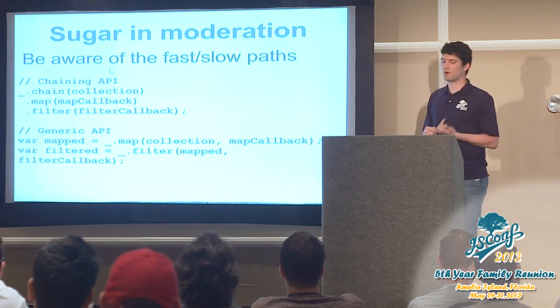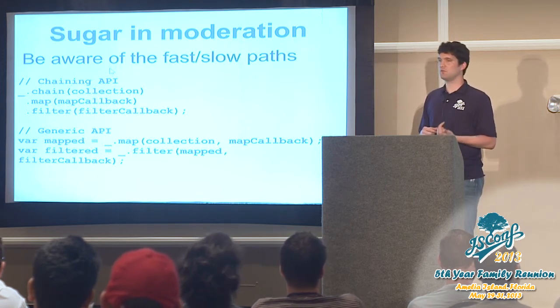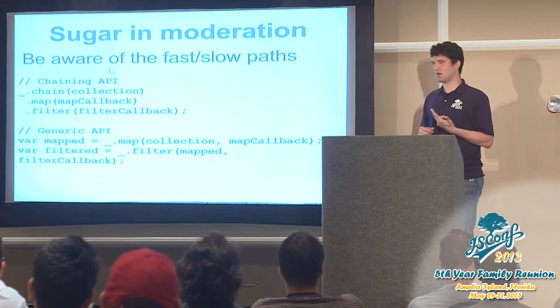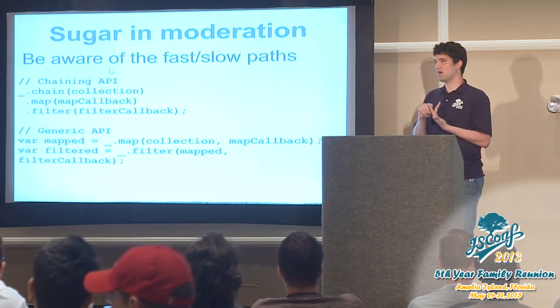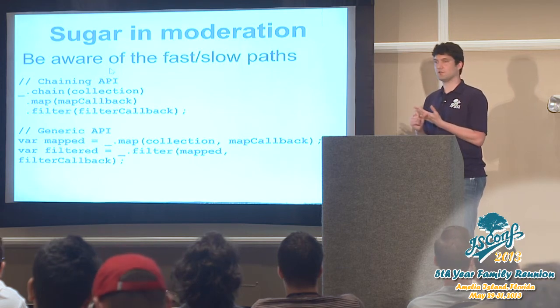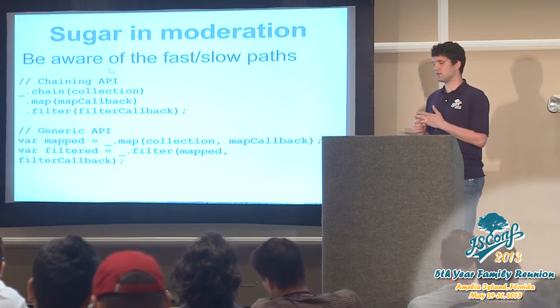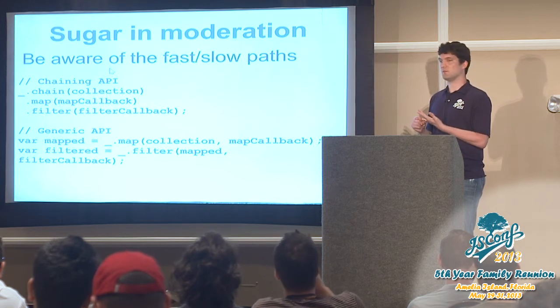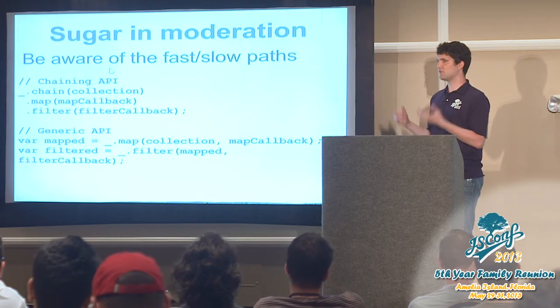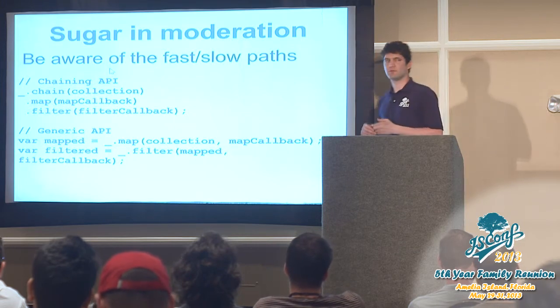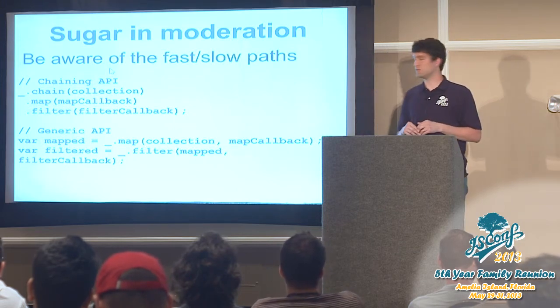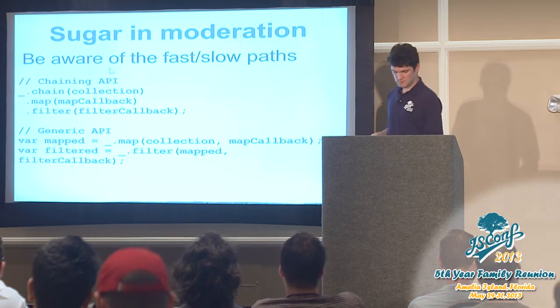Underscore and Lodash are optimized for their generic use, but MooTools and anything that operates on a prototype, so that even means jQuery, are optimized for the chaining syntax. So be aware of the libs you're using. Be aware of that in your own code too. If you're doing something that's moderately performance intensive or could be, make sure you're using the API that's appropriate for your use. All right.